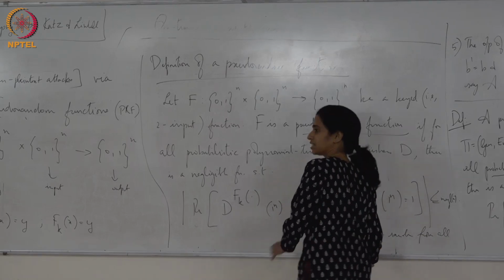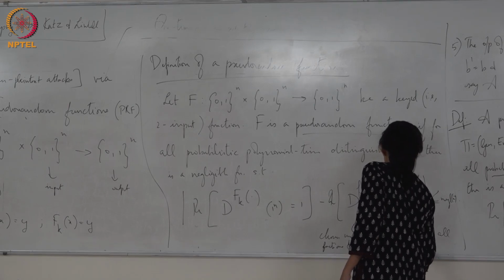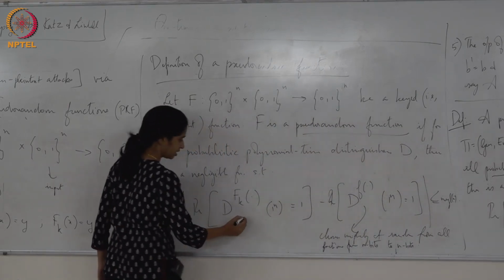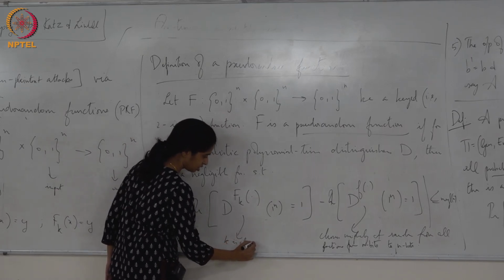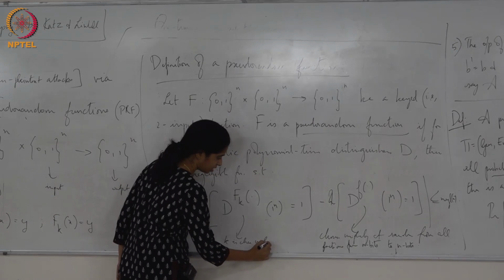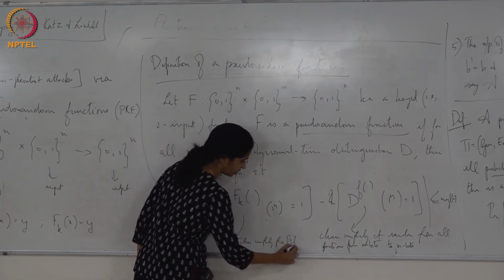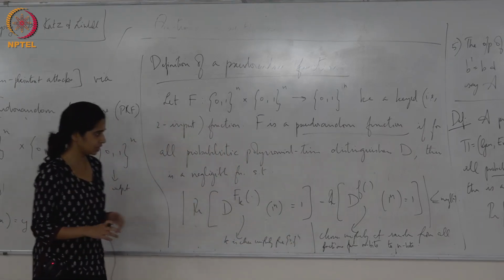Sorry, the writing is a bit small here, but right, and this k is chosen uniformly from 0, 1 to the n. So, let me just take a minute to discuss this definition.